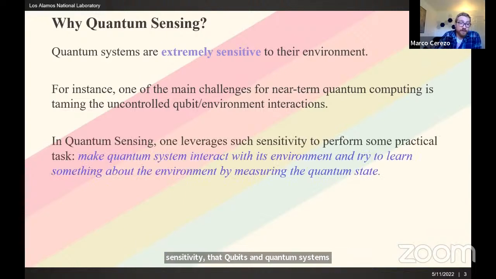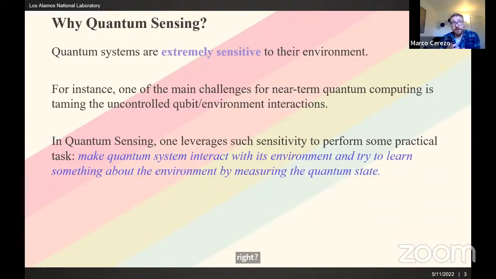But on the other hand, we also know that this extreme sensitivity that qubits and quantum systems have in general to interact with their environment can be very good, because that's precisely what we want to try to do in quantum sensing, right? We want to try to leverage this high sensitivity of quantum systems for some practical task. In principle, we can frame this task as: we want to take a quantum system, make it interact with its environment, and try to learn something about the environment by looking at the quantum system, right? So this is the general framework that we're going to be working in.